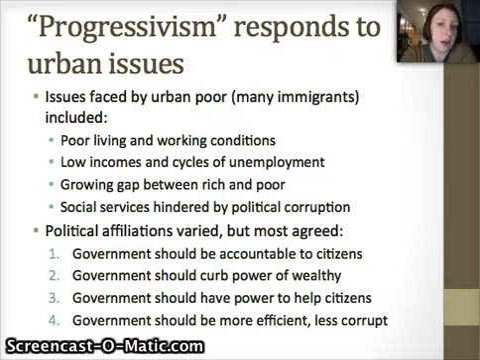And a lot of these we've talked about already in class, right? Poor living and working conditions, low incomes, and cycles of unemployment where people don't get paid very much and then they get laid off, and then they get hired again at a very low wage, and then they get laid off, and it's kind of an endless cycle.